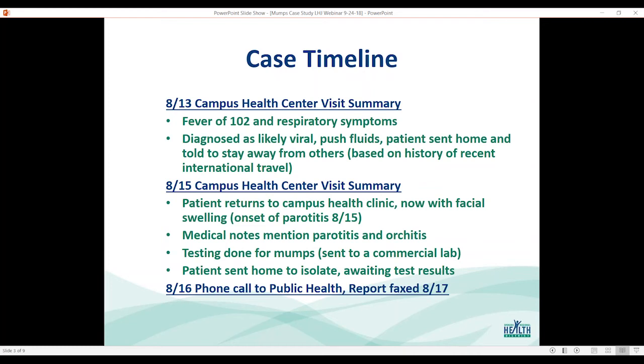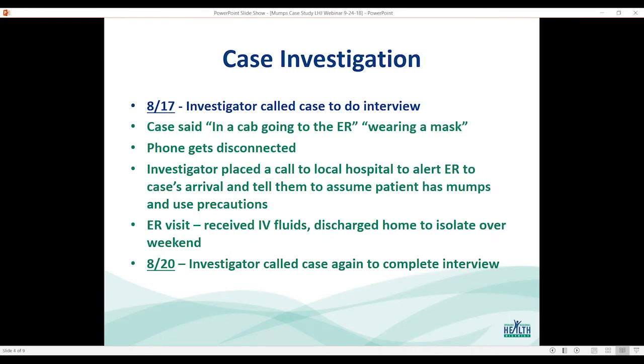And then on August 16th, a phone call was placed to local public health and a report faxed over the following day on the 17th. So the case investigation began for the local public health for Whitman County on August 17th. The investigator called the case to do the interview, and the case was actually in a cab on their way to the emergency room, but did report to public health that that person was wearing a mask. And then unfortunately, the phone became disconnected, and so an interview was not able to take place at that time.